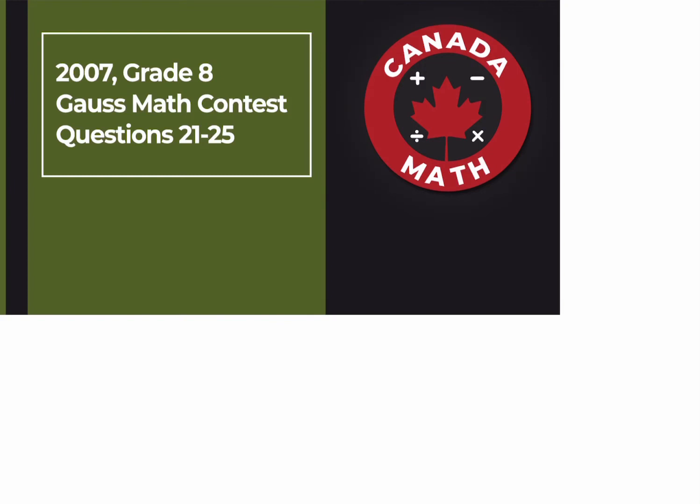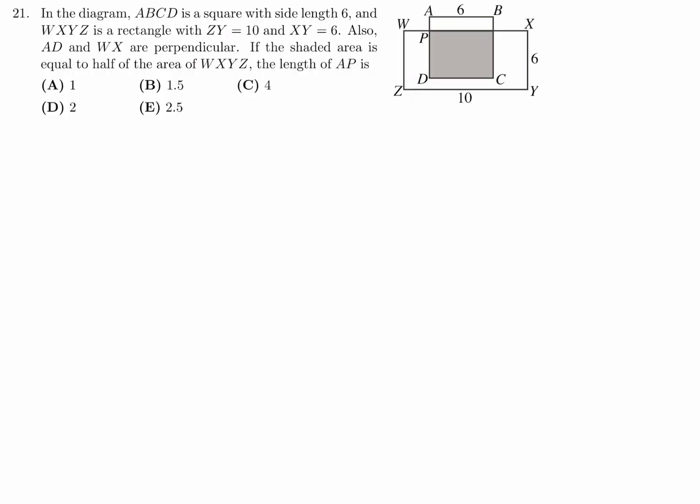Questions 21 through 25 on the 2007 Grade 8 Gauss Math Contest. In the diagram, ABCD is a square with the side length 6 and WXYZ is a rectangle with ZY equal to 10 and XY equal to 6. Also, AD and WX are perpendicular. If the shaded area is equal to half of the area of WXYZ, the length AP is.